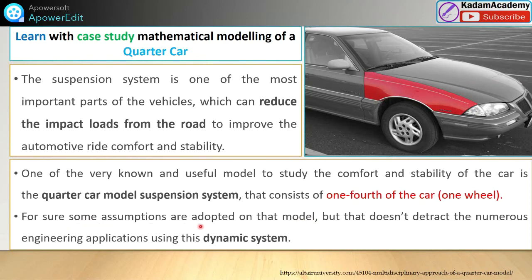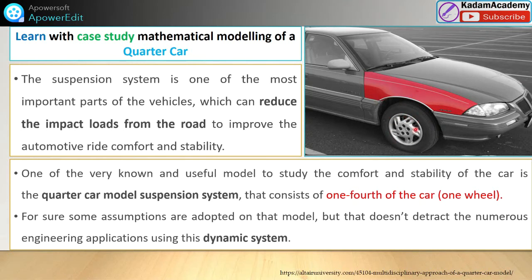For sure, some assumptions are adopted in that model, but that doesn't detract from the numerous engineering applications using the dynamic system. So what will happen here? The vertical vibration of the vehicle we are analyzing. What are we analyzing? The vertical vibration of this vehicle. And this quarter car model suspension system consists of 1/4 of the body. This 1/4 of the body will include the body mass, the suspension system and the one wheel. This one wheel is considered.